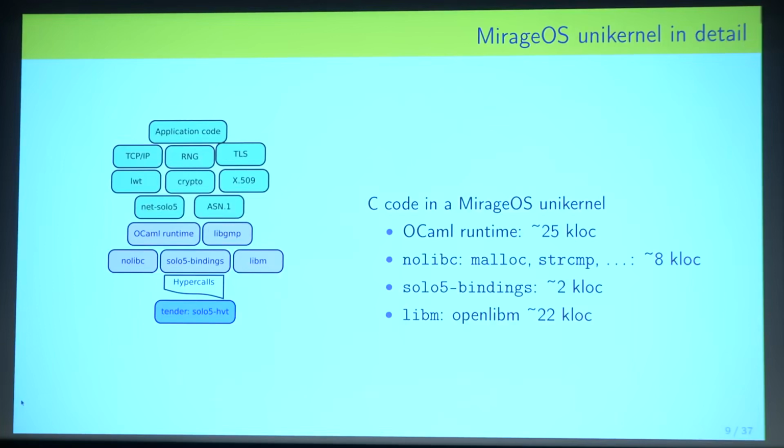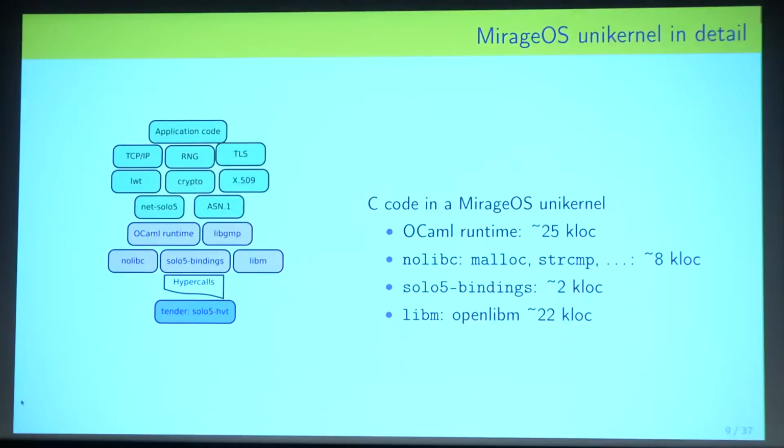It is definitely the OCaml runtime which we have here, which is around 25,000 lines of code. Then we have a library called nolibc. It is basically a C library which implements malloc and string compare and some basic functions which are needed by the OCaml runtime. That's roughly 8,000 lines of code. That nolibc also provides a lot of stubs which just exit or return null for the OCaml runtime, because we use an unmodified OCaml runtime to be able to upgrade our software more easily. We don't have any patches for the OCaml runtime.